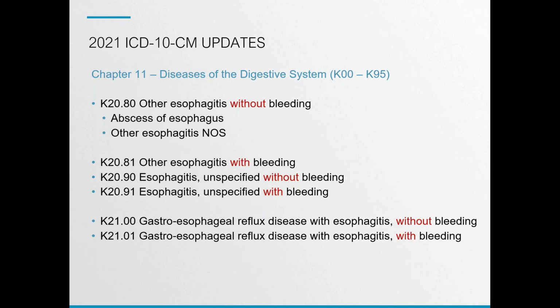There were only 11 new codes in this chapter. Chapter 11, Diseases of the Digestive System, happens to be one of the shorter chapters in ICD-10. Category K20, esophagitis, now includes 4 new codes. And category K21, gastroesophageal reflux disease, otherwise known as GERD, includes 2 new codes. The key focus here are the words "with or without."